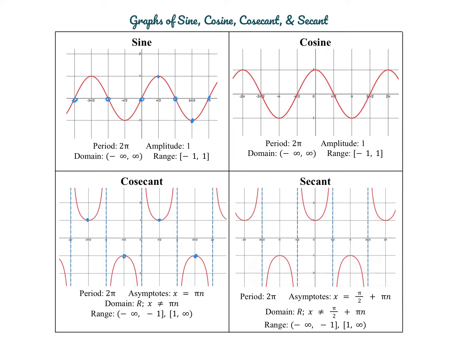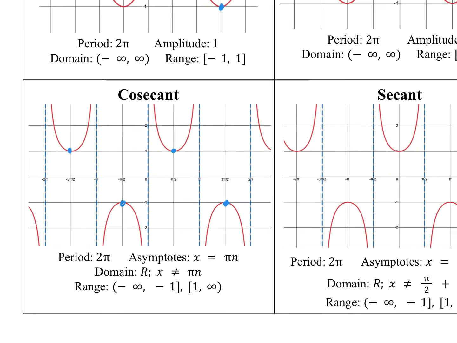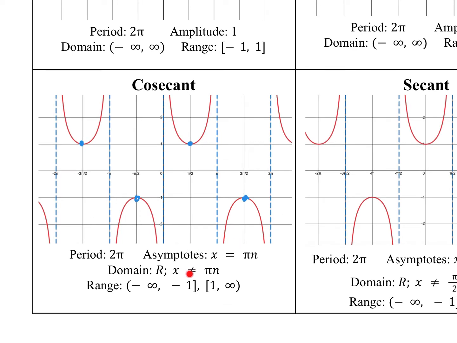So the period of cosecant and secant is 2 pi. You can see here I have the repeating asymptote equation where n represents any integer. So you can see that the vertical asymptotes are repeating every pi units. Our domain is going to be all real numbers except for those asymptotes. And then you can see our range is everything except the stuff in between negative 1 and 1. So negative infinity to negative 1, and then 1 to infinity.